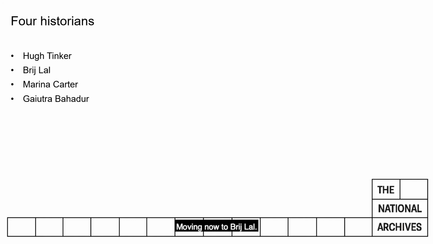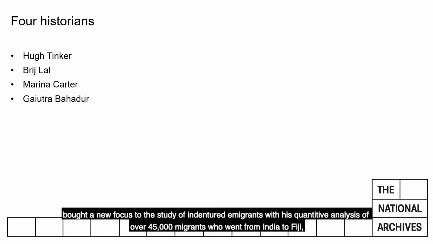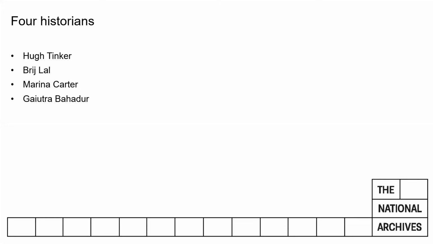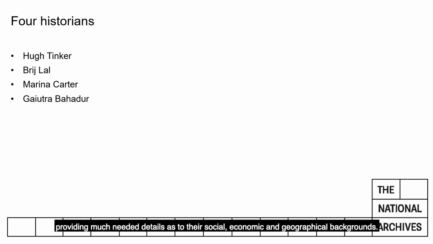Moving now to Brij Lal. Brij Lal, who is the grandson of a Fijian indentured labourer, brought a new focus to the study of indentured emigrants with his quantitative analysis of over 45,000 migrants who went from India to Fiji, providing much needed details as to their social, economic, and geographical background. His research revealed that a lot less of those who emigrated to Fiji were from the lower castes, and that there were push factors that led Indians to board ships and come to Fiji.